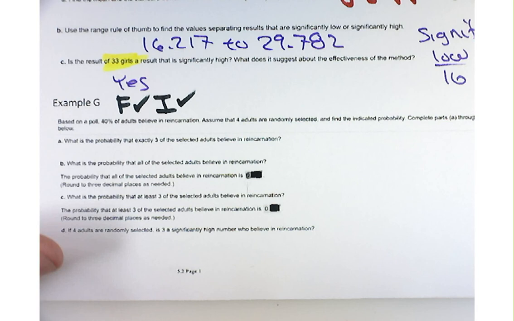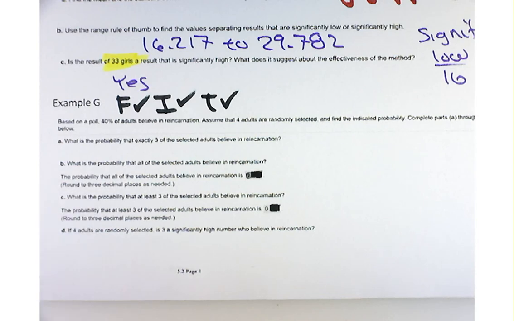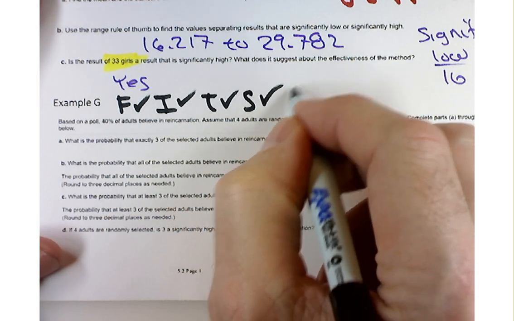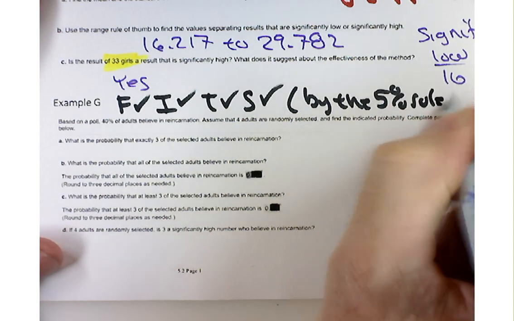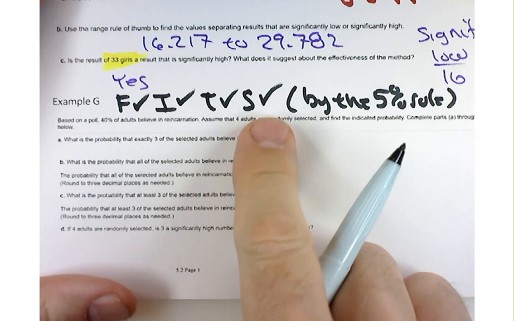Are there 2 outcomes? Yeah, they either believe or don't. Now, the same probability of success, we get a yes, and that's by the 5% rule. Technically, when you're drawing without replacement, you get dependent events, the probabilities are going to change, but in this case, no, it's not going to change. All right, so we can get away with that.